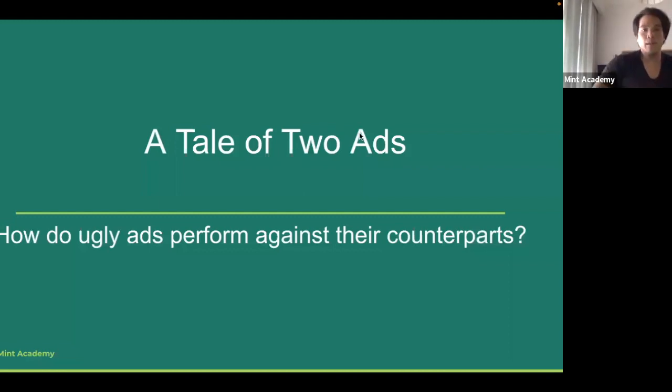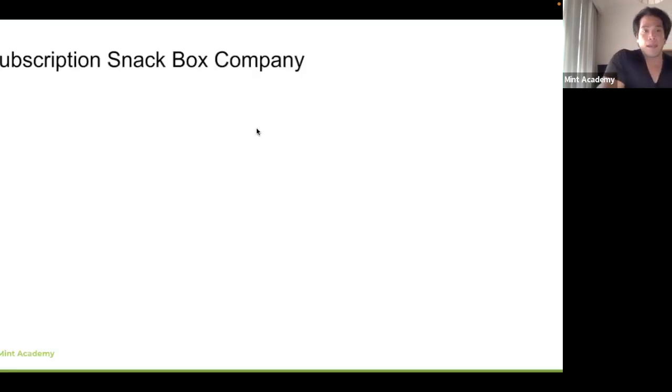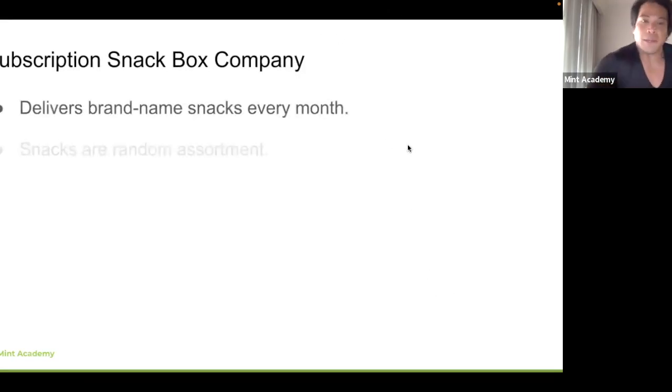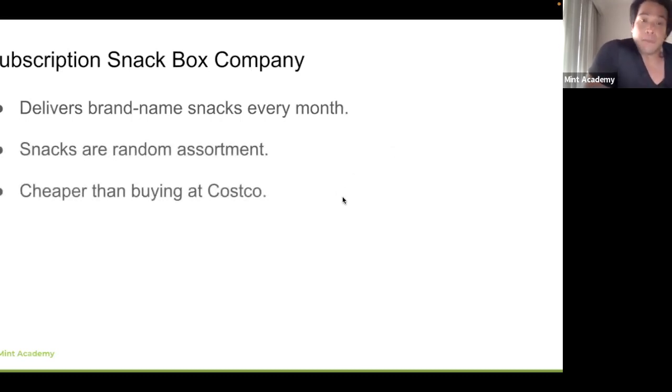All right. We're going to start off looking at ugly ads by looking at sets of ads. So we're going to look at two different pairs of ads, and they belong to this subscription snack box company. Some details about the company: they deliver brand name snacks every month. The snacks are a random assortment, and they're cheaper than buying at Costco. These are the things that they use to advertise, the messaging that they use to advertise on Facebook.